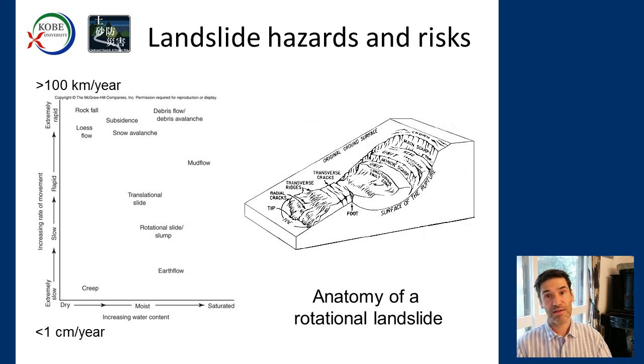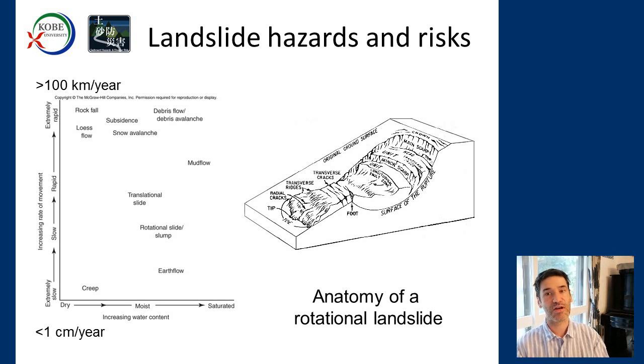And to understand and talk to each other about landslides, we actually use a different type of vocabulary, and this is what you have here in the anatomy of a rotational slide, where you can see different elements. So at the bottom you have the toe, the tip, radial cracks, the ridge, the transverse cracks, and the crown and the main scarp at the top.